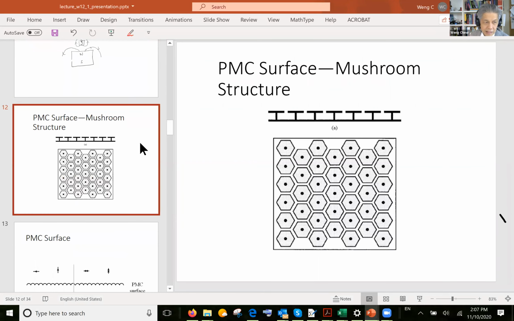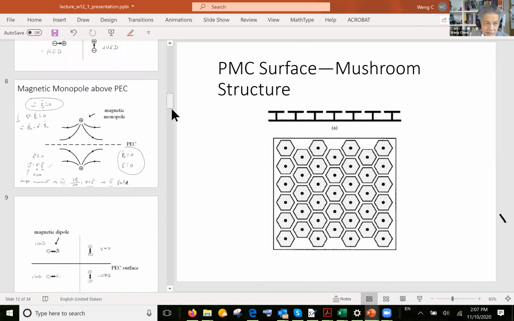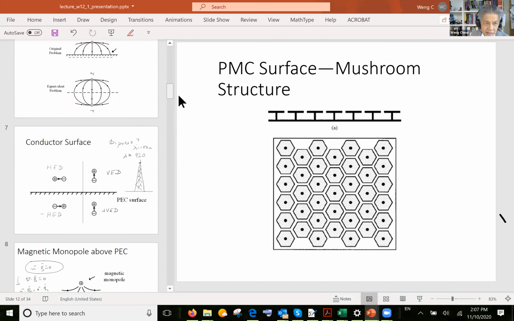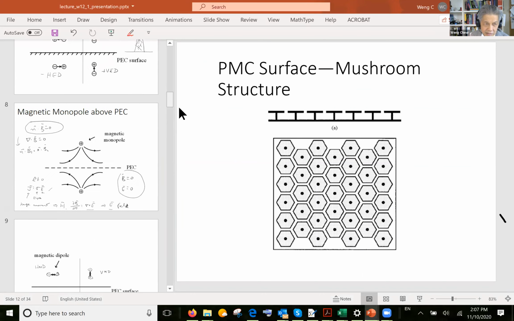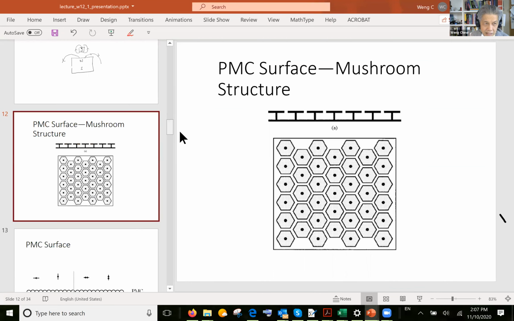So let me go to the next point then. How do we make PMC surfaces? It's quite easy to make PEC surfaces. We just take a conductor and make the conductor as large as we want, we get a PEC surface. But how do we make a PMC surface?